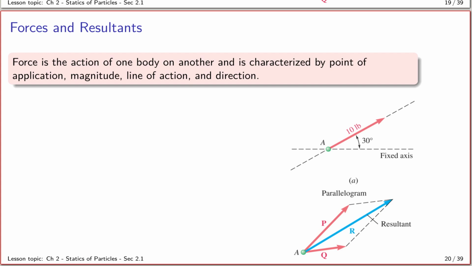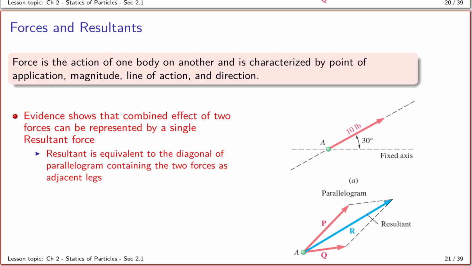So for example, if you think about the case here where I have a particle at A and I'm applying a force on it along this dashed line, the magnitude of the force is 10 pounds. Its line of action is this dotted line here, and its direction is 30 degrees from this horizontal axis. So that gives you all the information about the force.